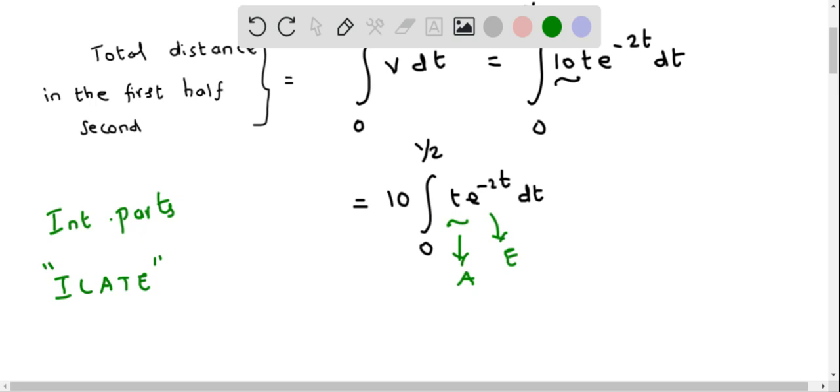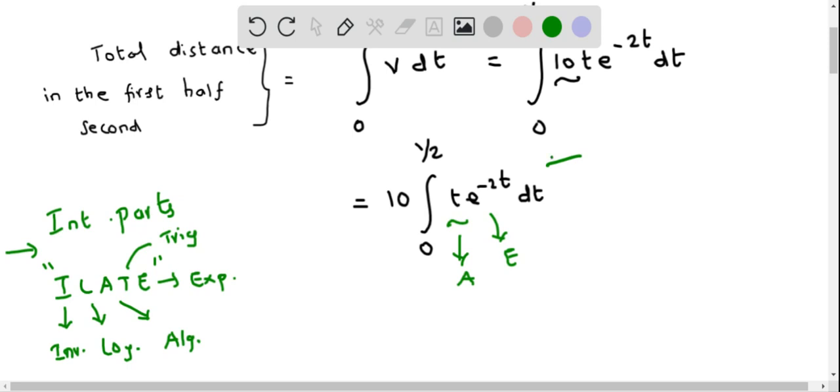Each letter stands for a function. I stands for inverse function, and L represents a logarithmic function. A represents algebraic function. T is for trigonometry, and finally E is for exponential. So we basically read the rule from left to right. When we see from left to right, the function that comes first as given in this expression, we choose that as u. So let's look out for inverse function.